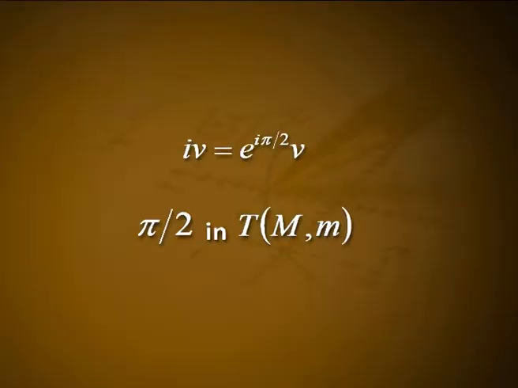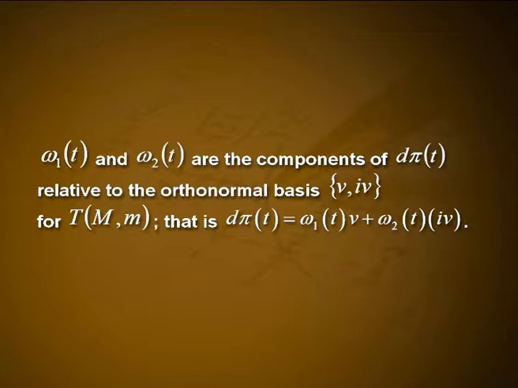where iv is equal to e raised to i pi by 2 into v, the image of v under rotation through an angle of pi by 2 in T_m of M. We shall show later in this session that these one-forms are indeed smooth. Note 1. Thus omega 1 of t and omega 2 of t are the components of d pi t relative to the orthonormal basis set v, iv for T_m of M, that is, d pi of t is equal to omega 1 t into v plus omega 2 t into iv.